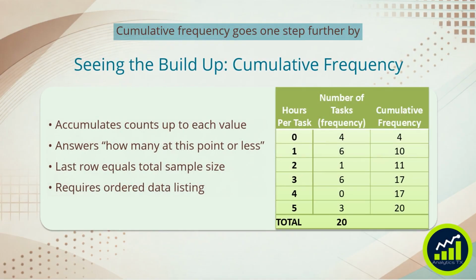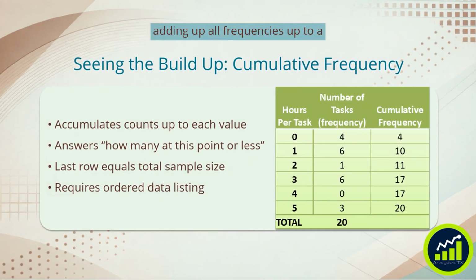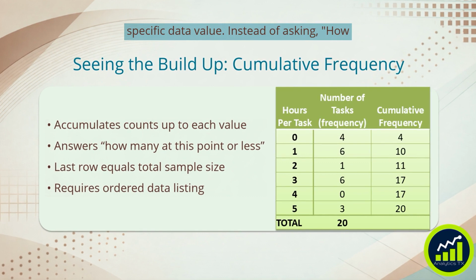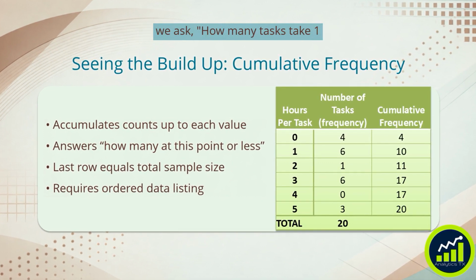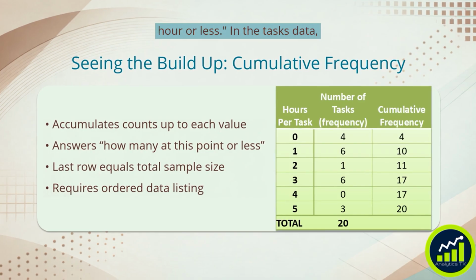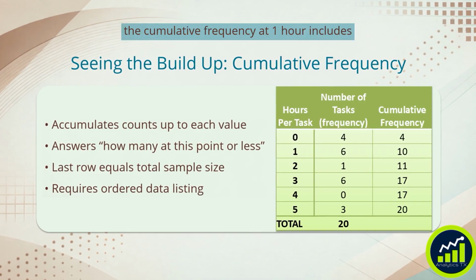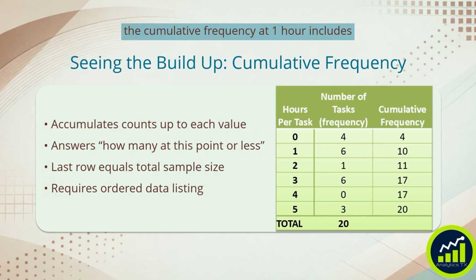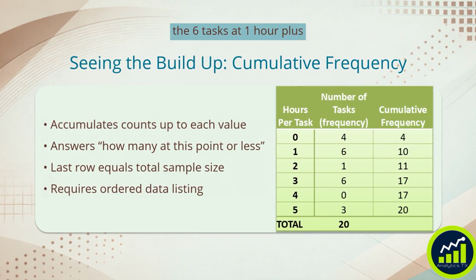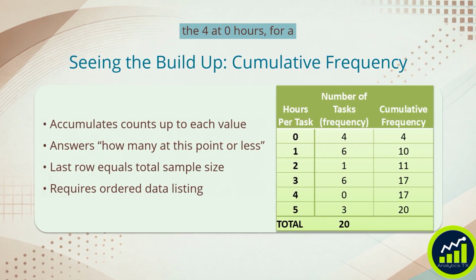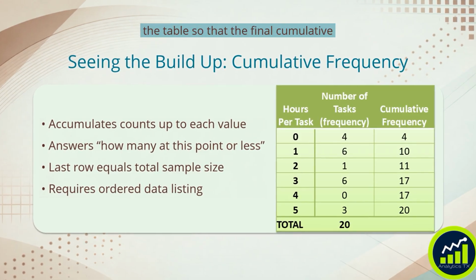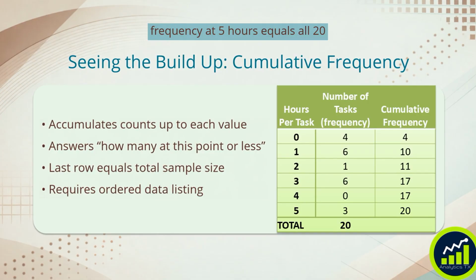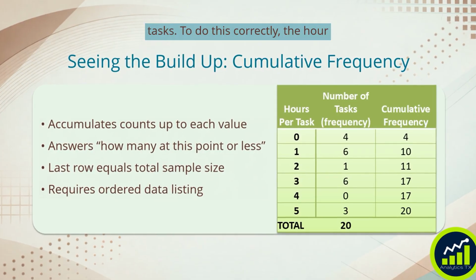Cumulative frequency goes one step further by adding up all frequencies up to a specific data value. Instead of asking, how many tasks take 1 hour to complete, we ask, how many tasks take 1 hour or less? In the tasks data, the cumulative frequency at 1 hour includes the 6 tasks at 1 hour plus the 4 at 0 hours for a total of 10. This process continues down the table so that the final cumulative frequency at 5 hours equals all 20 tasks.